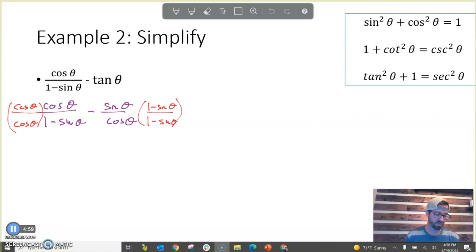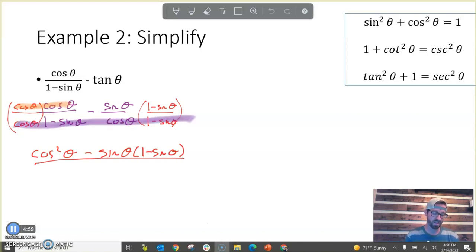And whenever we're looking at this, I'm going to do some simplification here. This numerator is going to become cosine squared theta. And then we have minus sine theta times 1 minus sine theta. But I can write this all over one denominator because our denominator is the same. Our denominator is going to be cosine theta times 1 minus sine theta. Now, I want to simplify this part right here. I want to distribute.